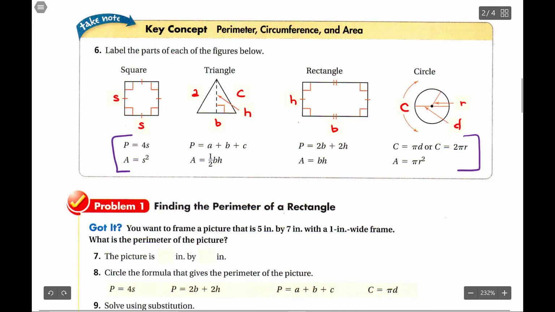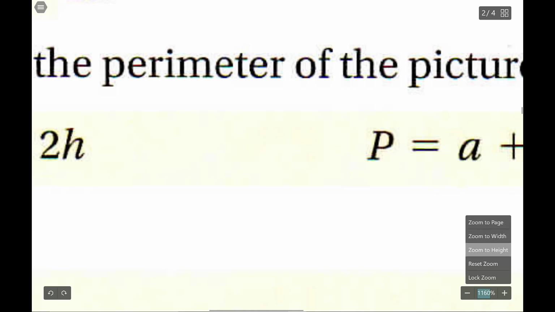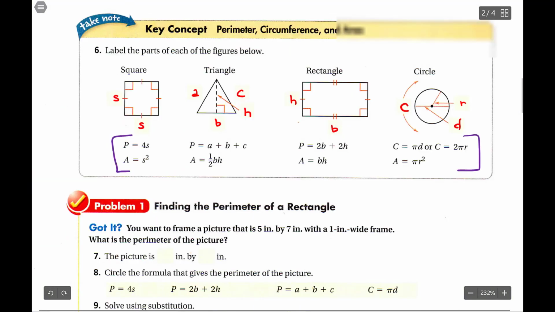Okay. For our first problem on here, man, I'm going to make it through this one day without this doing this to me.